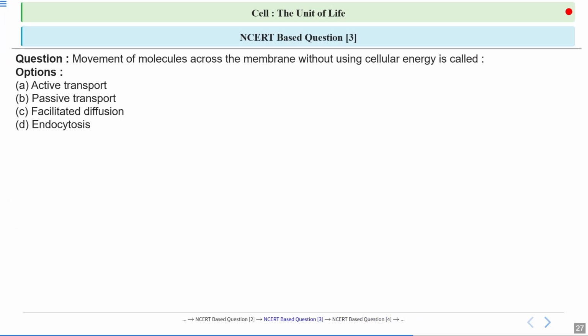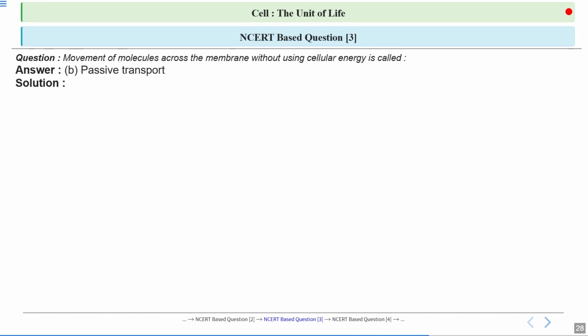The next one, movement of molecules across the membrane without using cellular energy is called. What are the options? Active transport, passive transport, facilitated diffusion, endocytosis. So let's have a look at the answer. The answer is option number B, passive transport.